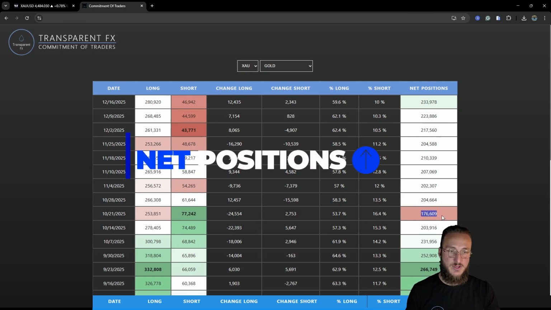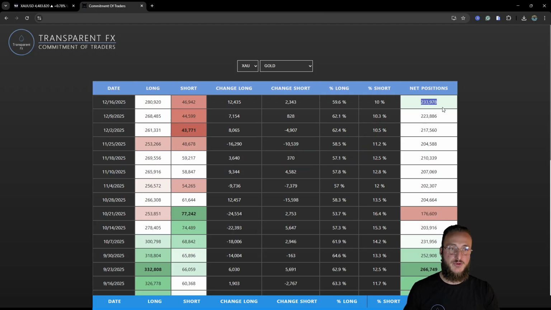We went from 176.6k net positions all the way up to 133.9k net positions. So we had a massive increase in net positions, meaning that institutions have been moving back to the bullish side for gold.